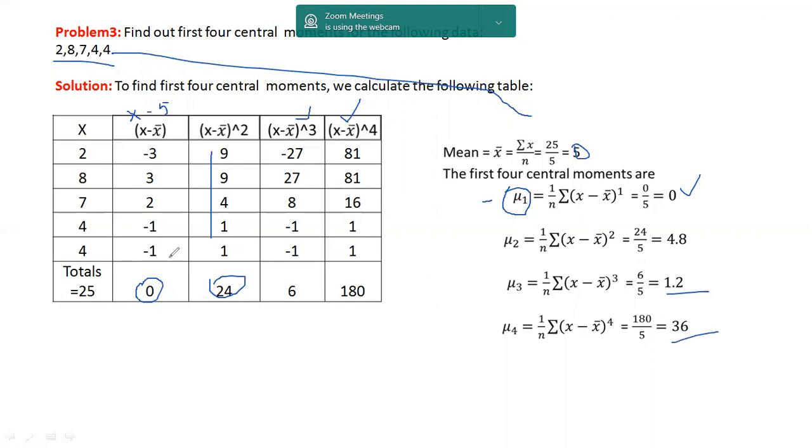In the further sessions we are going to see how we use the third moment and fourth moment to get the skewness and kurtosis, which we will see in the next class.